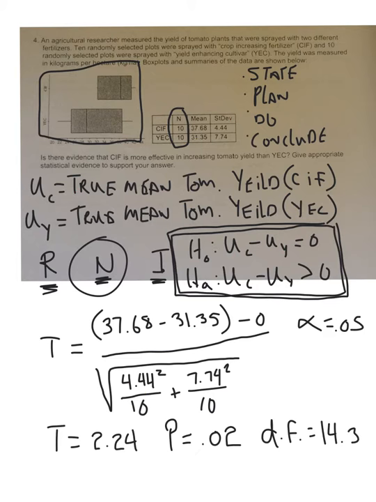Now what does that tell us? Well, we are going to reject the null hypothesis at a 0.05 alpha level in favor of the alternative hypothesis and say, yes, it looks like the crop increasing fertilizer is doing a better job than the yield enhancing cultivar. Okay, there you go.